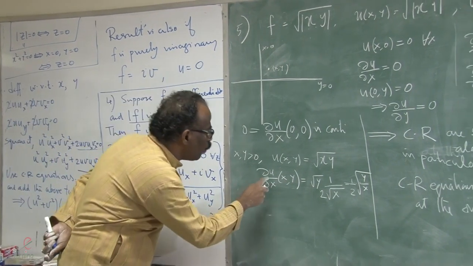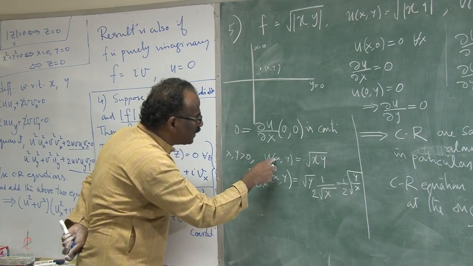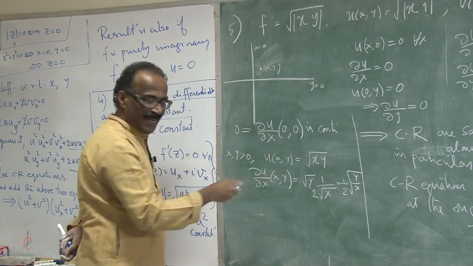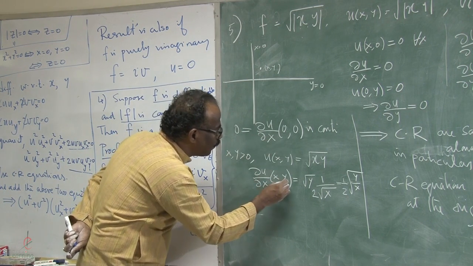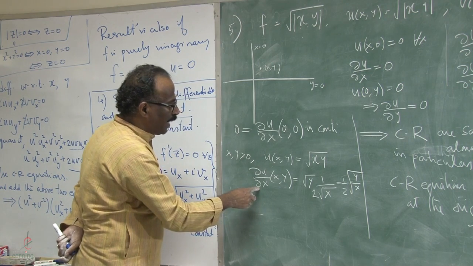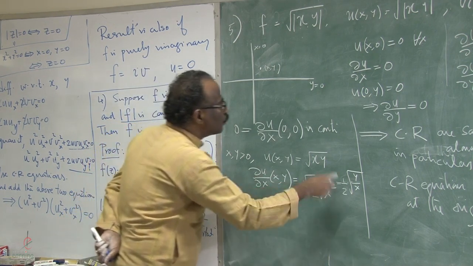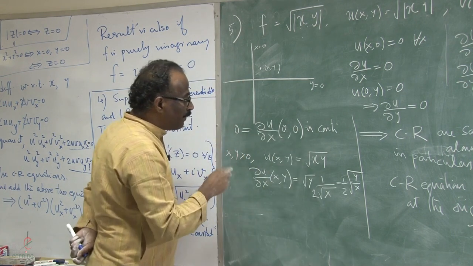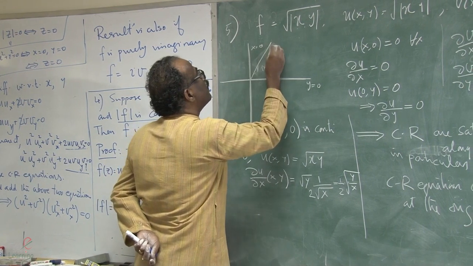Now, I want to know whether, as x and y tend to the origin, du by dx is continuous. To be continuous, as x and y tend to 0, du by dx should go to this value, 0. But I will show that it will not. So look at a line here, y equal to mx.